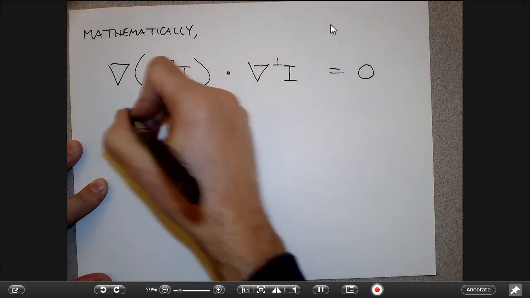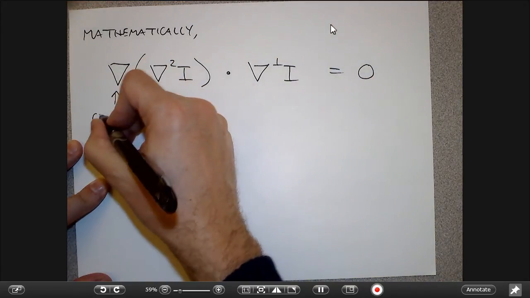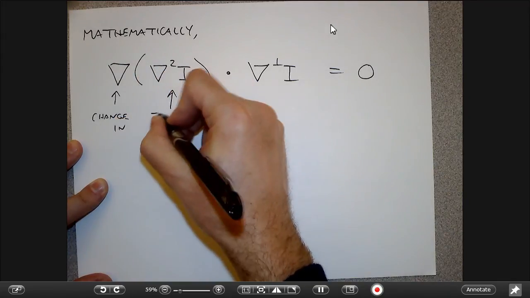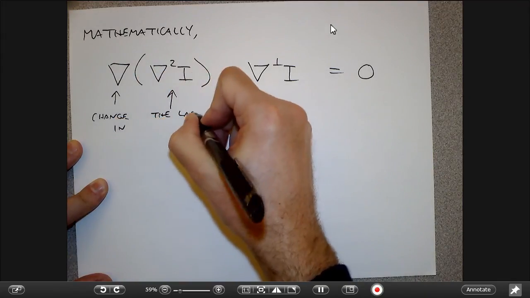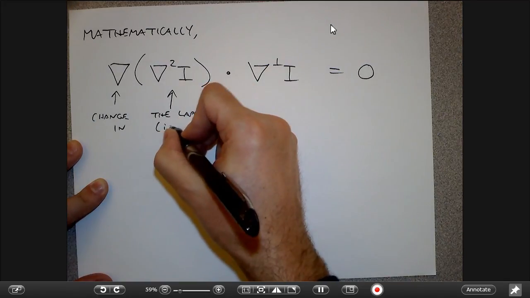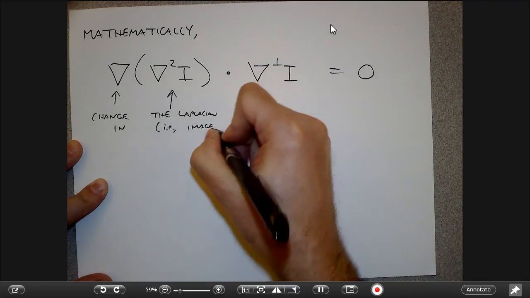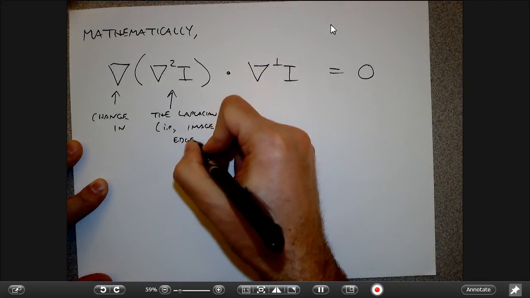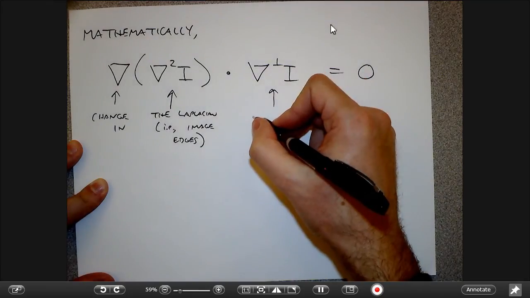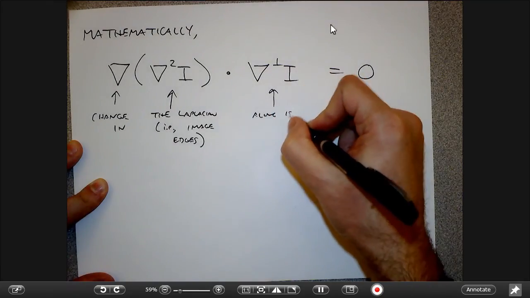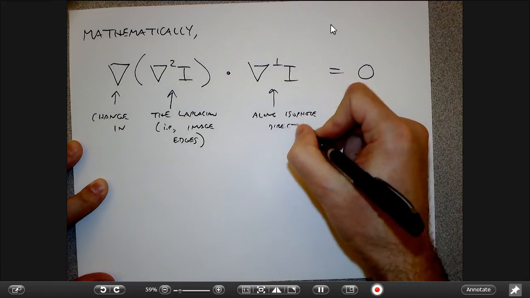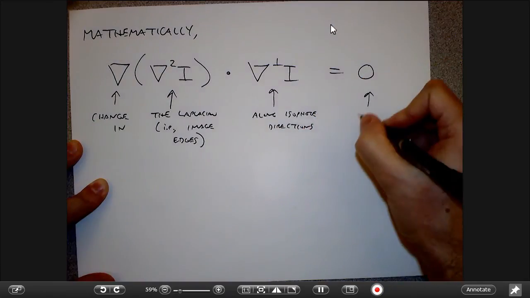So let me write that down. This is like saying the change in the Laplacian, that is image edges, and this is along the isophote directions, should be 0.